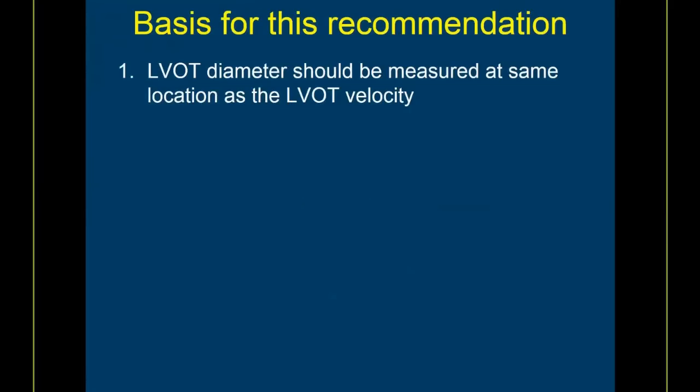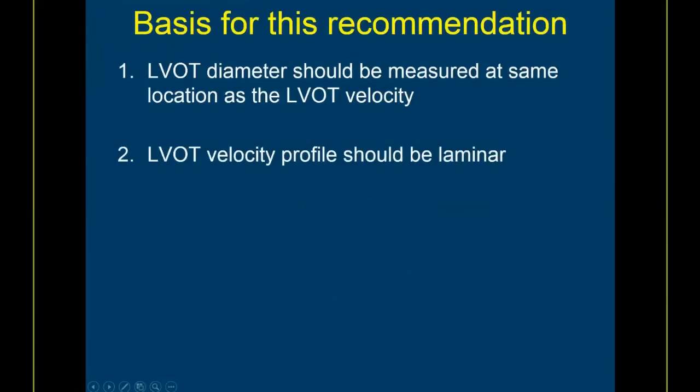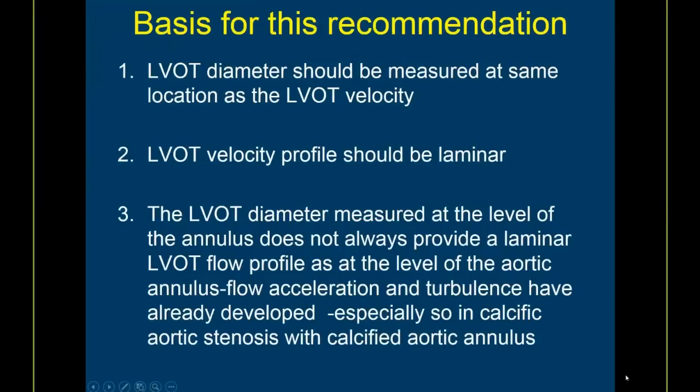The basis for these recommendations is that, one, you want to measure your LVOT diameter at the same location as your LVOT velocity. Your LVOT velocity profile also should be laminar at this point. And the LVOT diameter measured at the level of the aortic annulus, however, does not always provide that laminar LVOT flow profile, because at the level of the aortic annulus you often already have flow acceleration and turbulence. This is especially so when you have calcific aortic stenosis with a calcified aortic annulus.